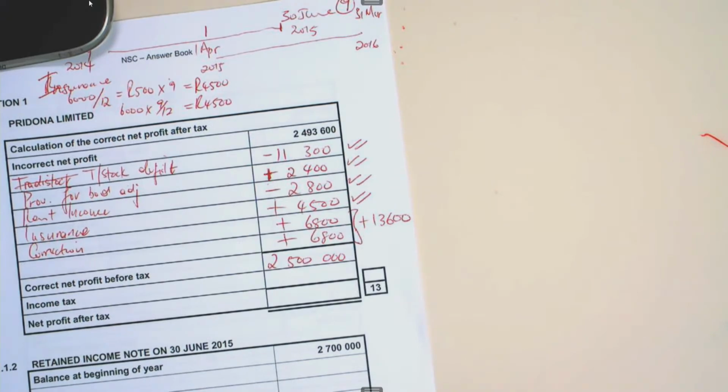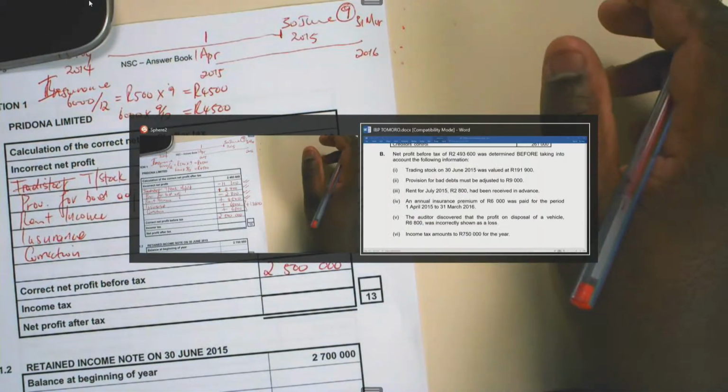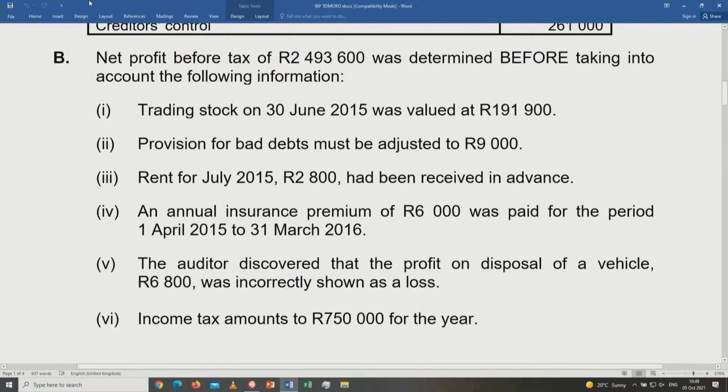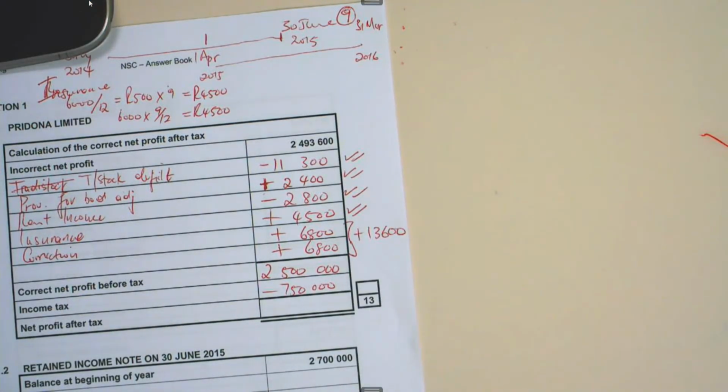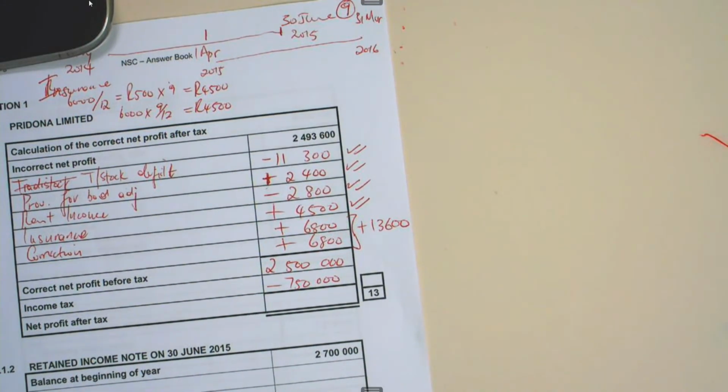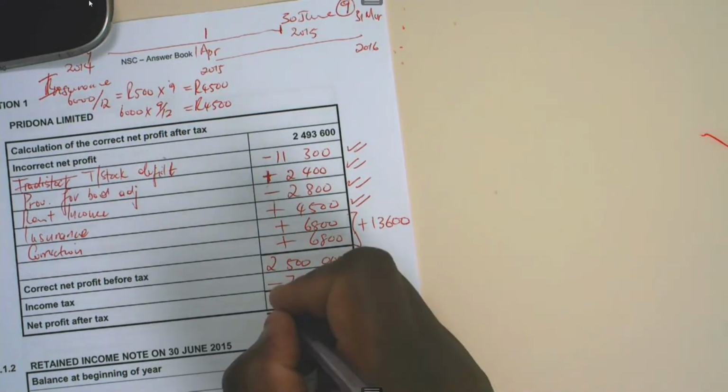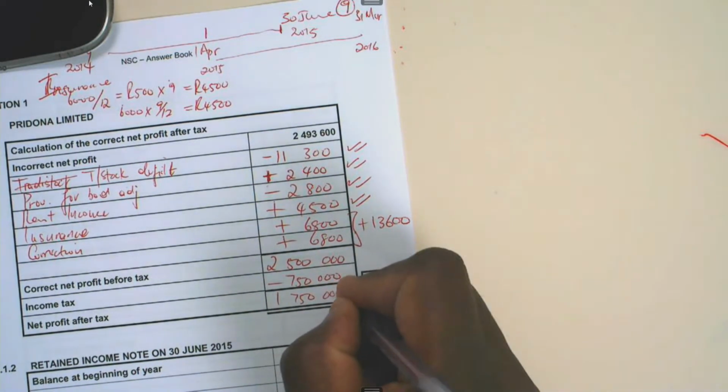Now, the correct net profit before tax is 2,500,000. Now, the income tax, now we go back to our question, information B number 6. It says that the income tax amounts to 750,000 for the year. Now, remember, income tax, we subtract. We are supposed here to subtract 750,000, and then the net profit after tax will be 1,750,000.